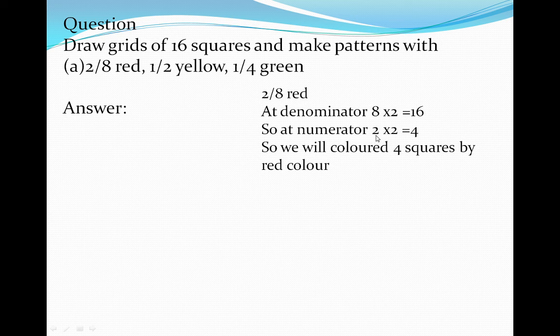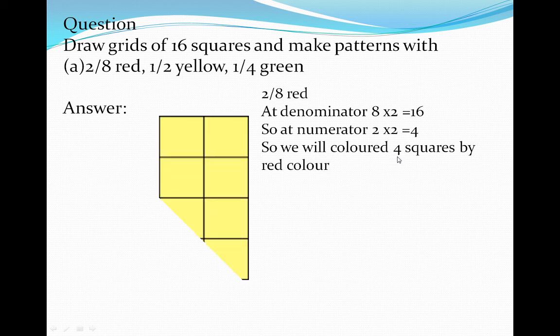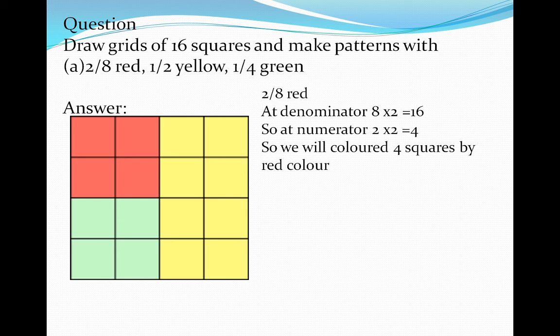So we will multiply this number by 2. So 2 into 2 is equal to 4. So we will color 4 squares by red color. Look at here like this way. Here is 1 square and this square is divided into 16 small squares. And as we have calculated here, 4 squares are in red color. Look at here, 1, 2, 3, 4.